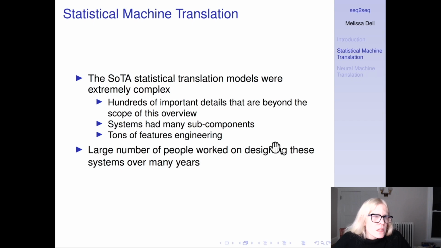All right. So the state-of-the-art statistical translation models were extremely complex, as I've said before. Hundreds of important details are beyond what I just talked about. Systems had many subcomponents, tons of feature engineering. You had a very large number of people work on designing these systems over many years, and it was a very, very specialized endeavor.